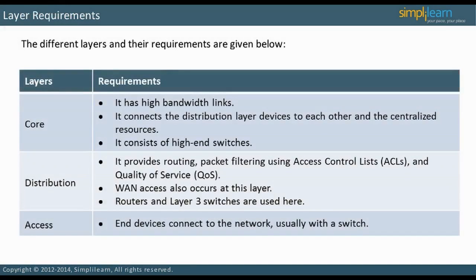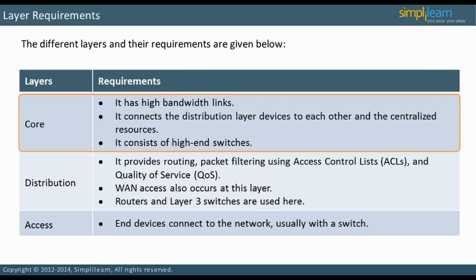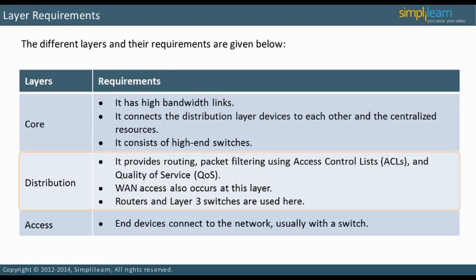The different layers and their requirements are as follows. The core layer has high bandwidth links. It connects the distribution layer devices to each other and the centralized resources such as database servers. The core layer consists of high-end switches.